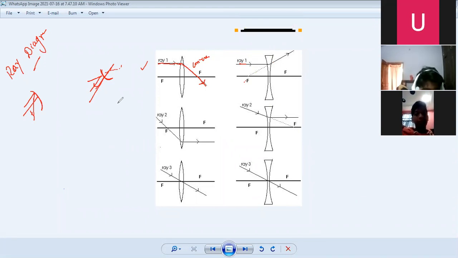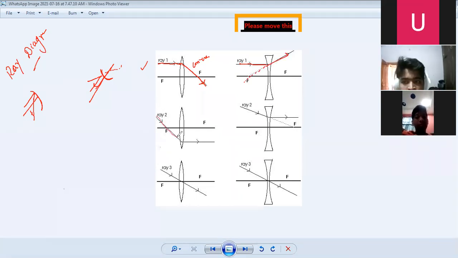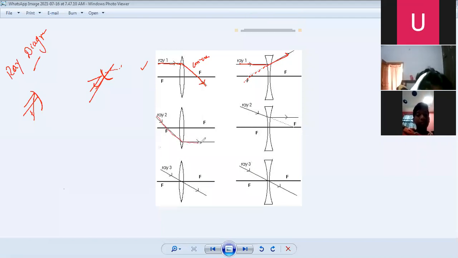Okay, so let's see the second case, guys. Careful. What's happening in the second case? A ray of light passing through the principal focus. See, this ray of light is passing through the principal focus. After refraction from the convex lens, it will emerge parallel to the principal axis. So this is, again, the case of a convex lens.